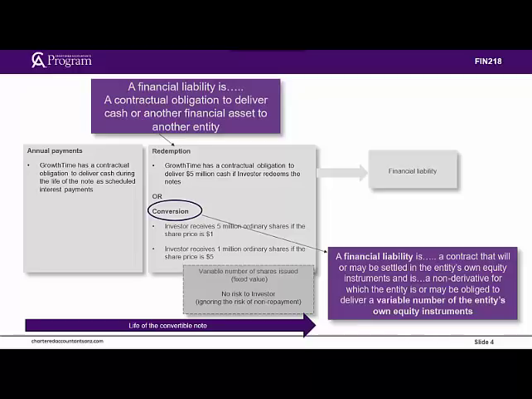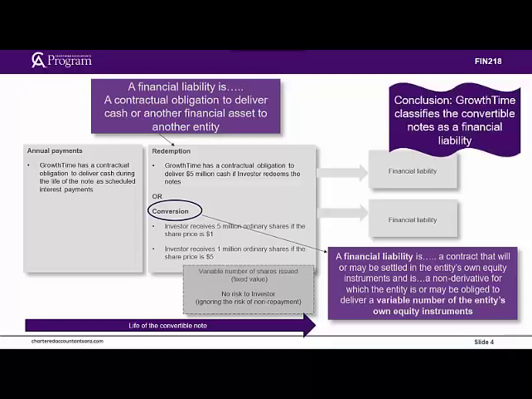So what we need to look at there is the other part of the definition in paragraph 11 for a financial liability. And it says a financial liability is also a contract that will or may be settled in the entity's own equity instruments and is a non-derivative. So our non-derivative is the convertible note, for which the entity is or may be obliged to deliver a variable number of the entity's own equity instruments. So therefore, this conversion option represents a financial liability.